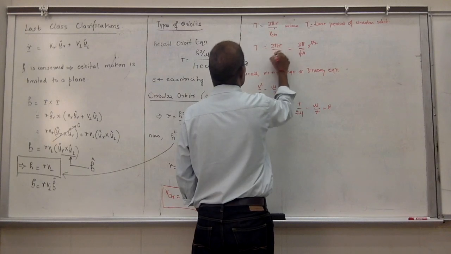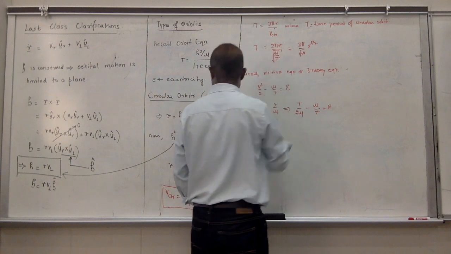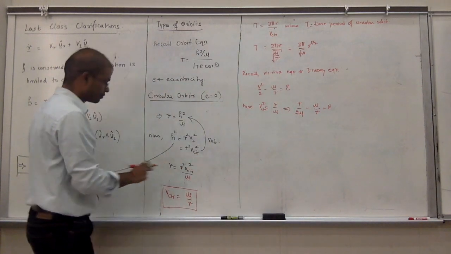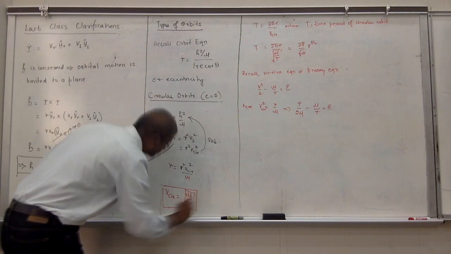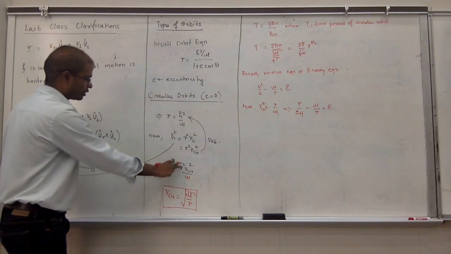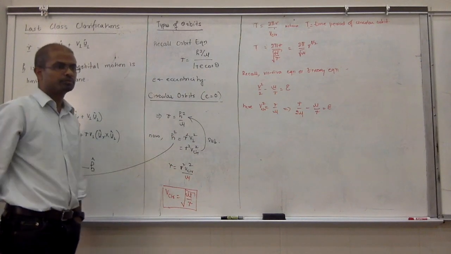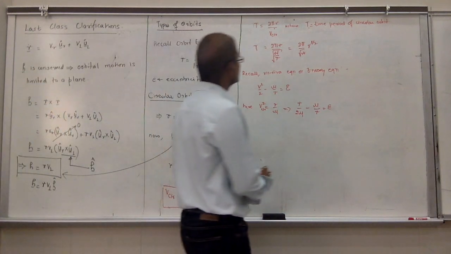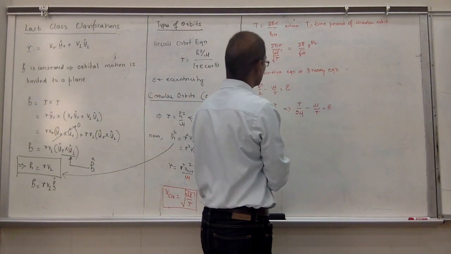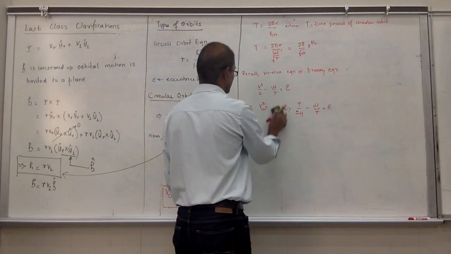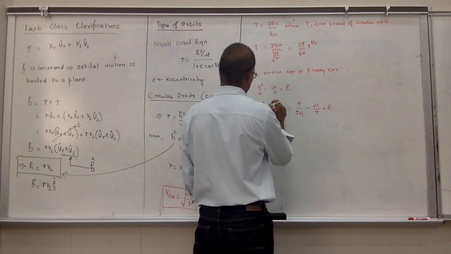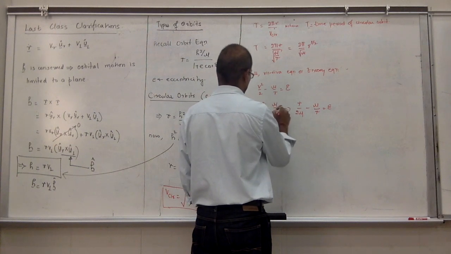Wait, I don't see it. The square root is still there, isn't it? Yes, the square root is still there. So you have r square, r comes down, mu goes. That's what we get: r pi over 2. This actually is mu over r.